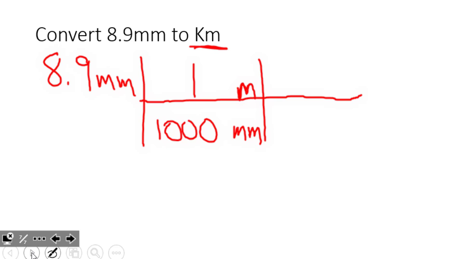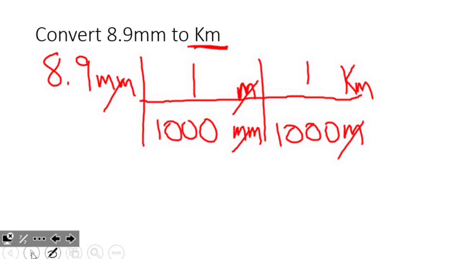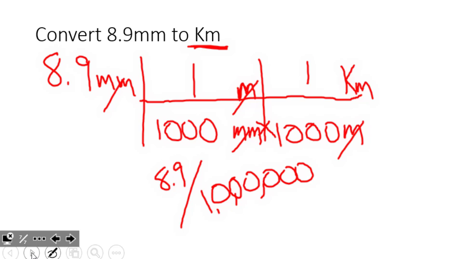We're not in the unit we want, kilometers. Which one is larger? Kilometers is larger. For every 1 kilometer, there is 1,000 meters. So now we multiply across the top, divide across the bottom. Units cancel. We're left with kilometers. So we end up with 8.9 divided by, multiply these two together, divided by 1 million.